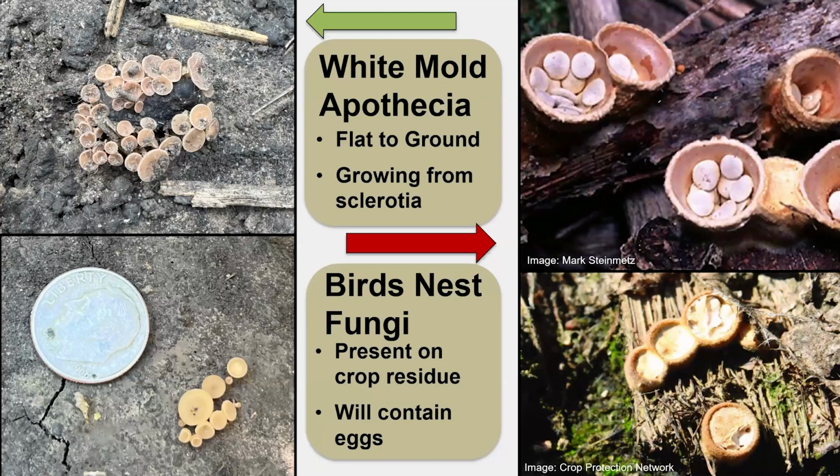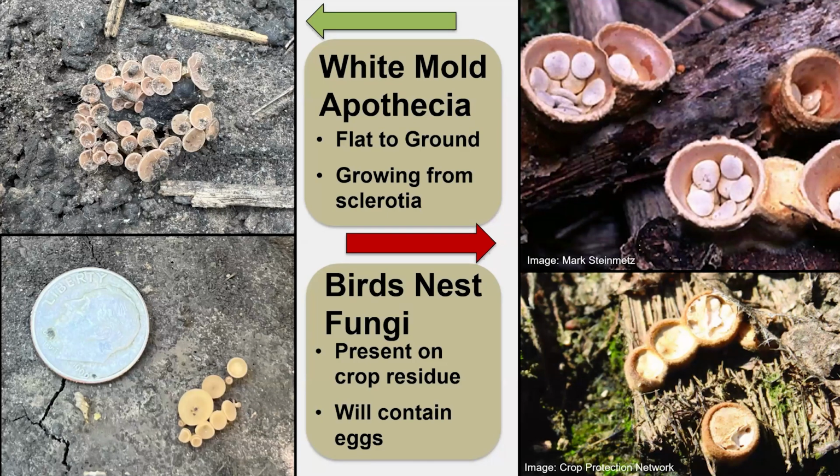Now, when we go in the field, we may see apothecia on the left-hand side, but much more frequently, we're going to see these structures on the right-hand side. The right-hand side are what we call bird's nest fungi. Now, these bird's nest fungi are saprotrophs, and saprotrophs eat away at the plant material that's left on the ground. Oftentimes we'll see this on corn stover. There are two examples of corn stover with these saprotrophs or bird's nest fungi growing on them. And one of the key diagnostics is inside of these little cups are the eggs. Again, it looks like a bird's nest.